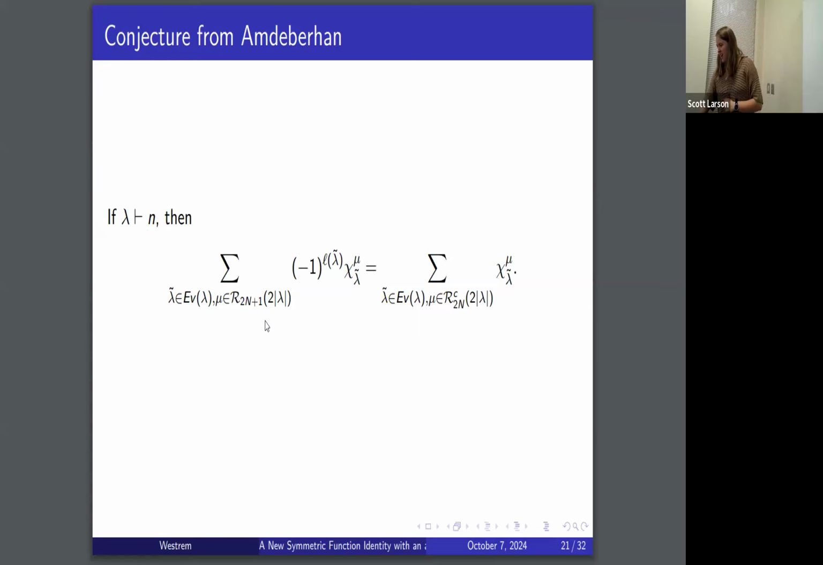And what we were finding for small examples is that sum with the sign attached is equal to this other character value with no sign. And now we're looking at partitions with even columns. So very strange character values summing together, one with an alternating sign, one without. So this was kind of the original starting place.